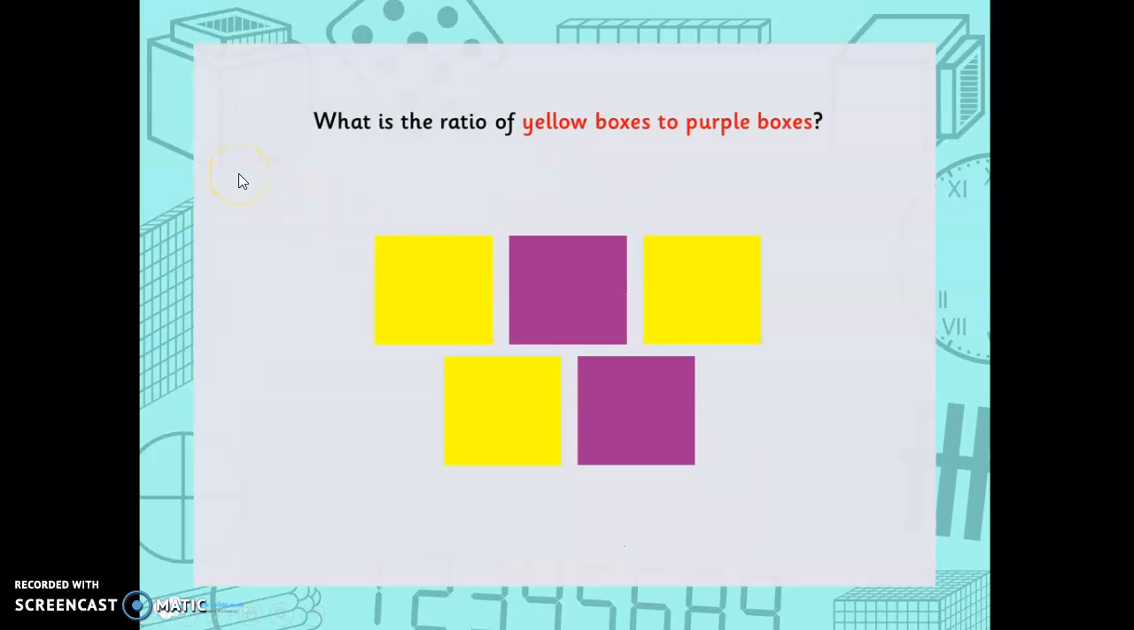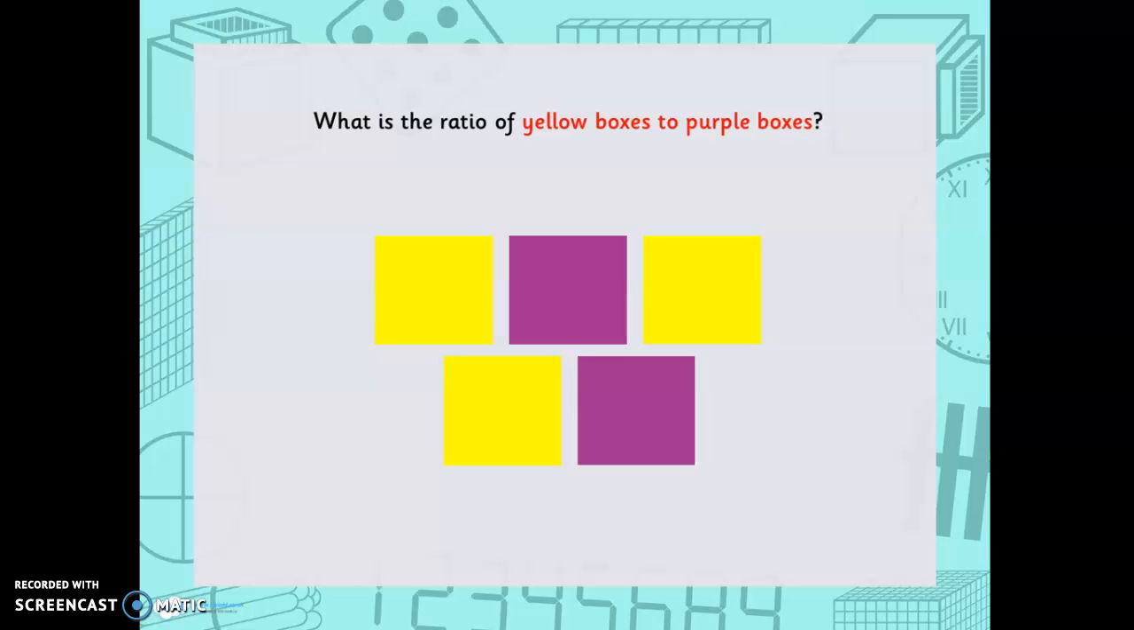So here we go. Here's an example. What's the ratio of yellow boxes to purple boxes? We need to remember that we're starting with the yellow. How many yellows are there? Then put the colon, and then how many purples are there? Simply we can see that there are 5 in total. There are 3 yellow boxes to 2 purple boxes. So we would write 3 colon 2.